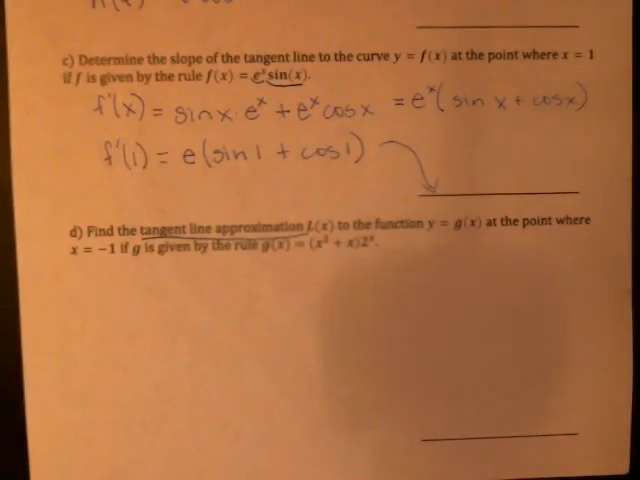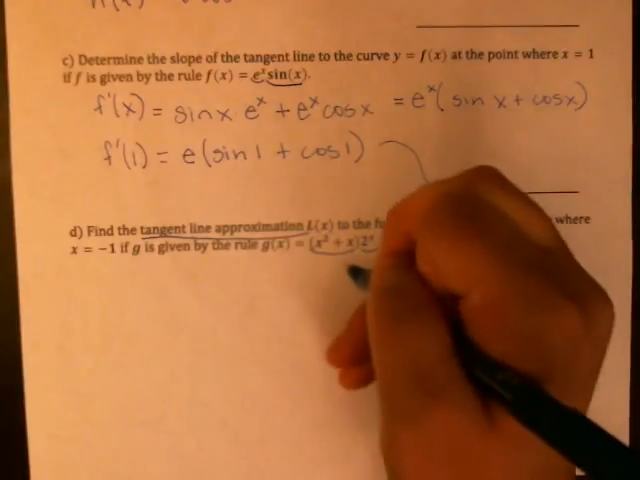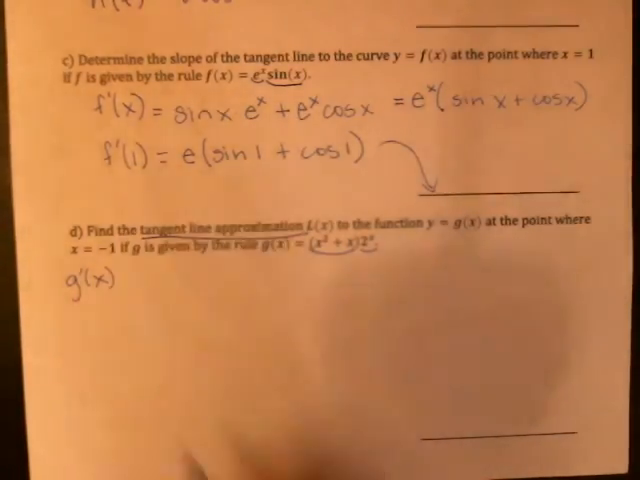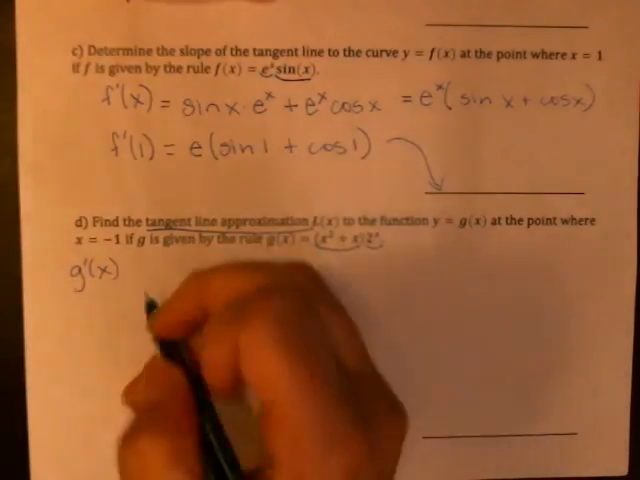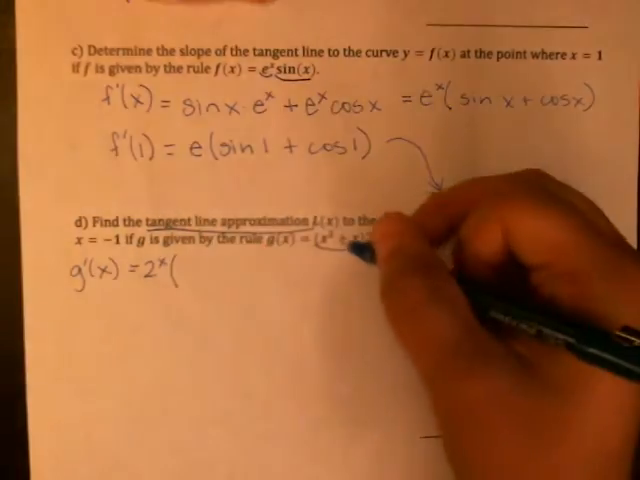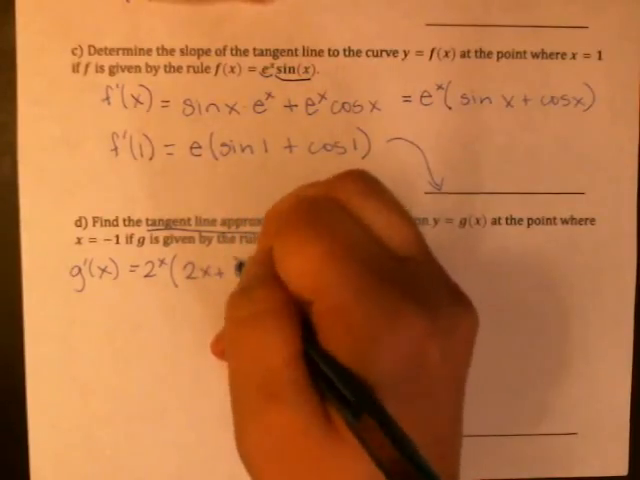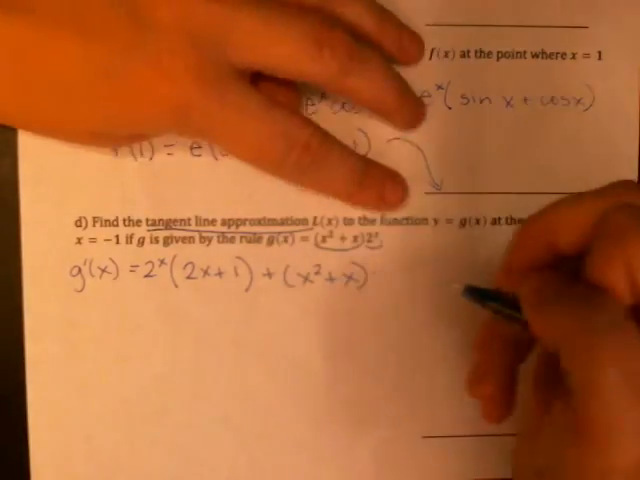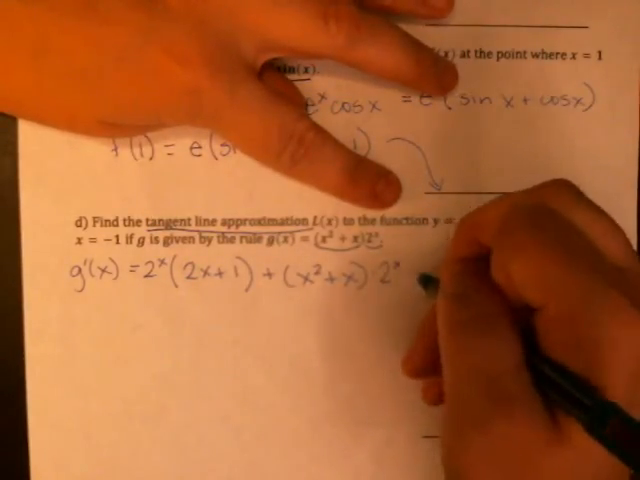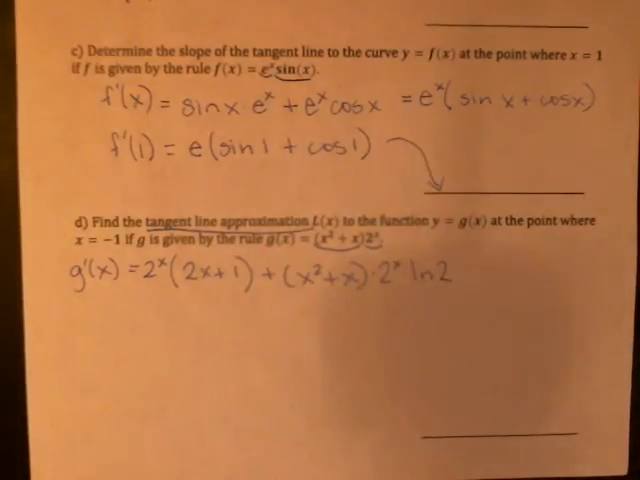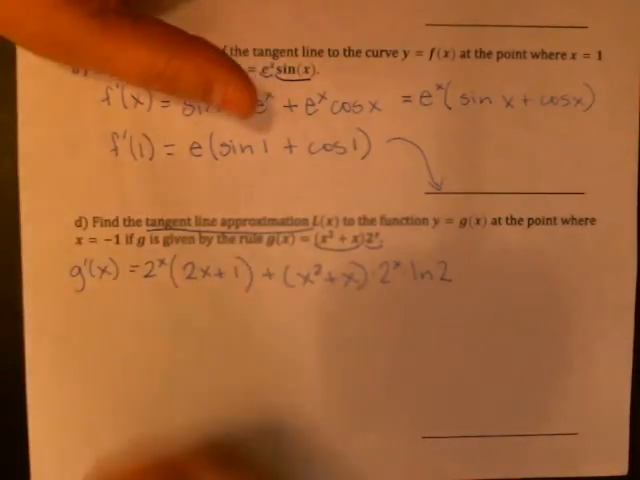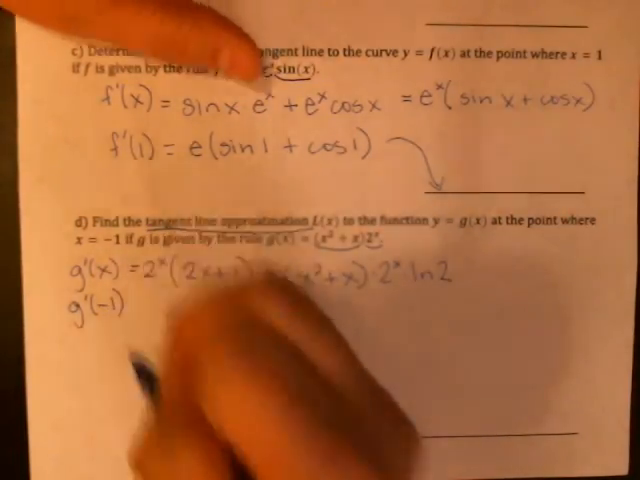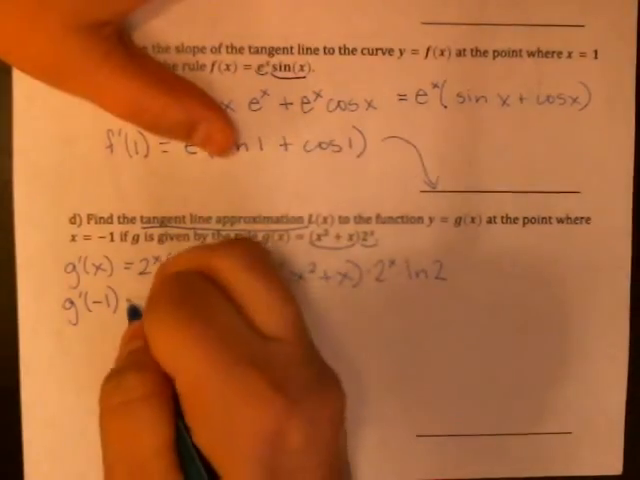Okay, so the equation for the tangent line will need the slope just like before. So let's go ahead and take the derivative. G prime is going to be the second, 2 to the x, multiplied by the derivative of the first, which is a 2x plus 1, and then the first multiplied by the derivative of the second, which is a 2 to the x times natural log of 2. Okay, and we're supposed to figure out the tangent line when x equals -1. So let's find the slope by plugging -1 into our derivative.